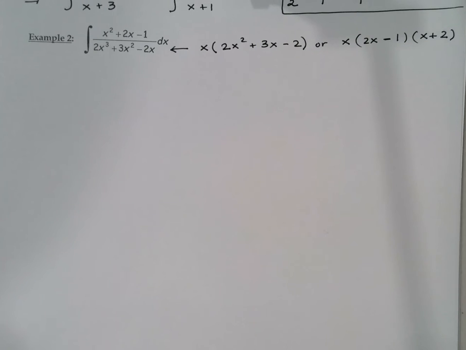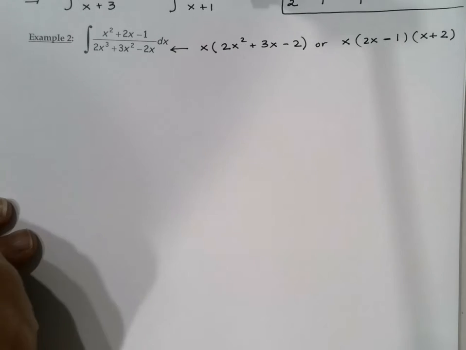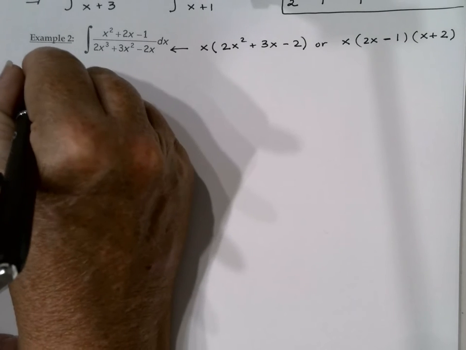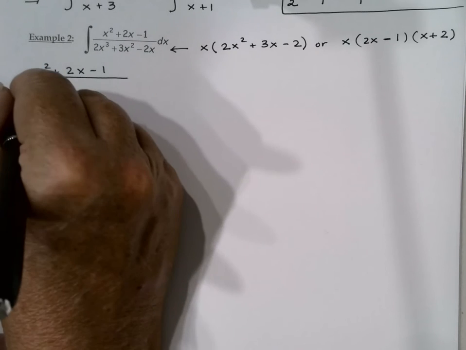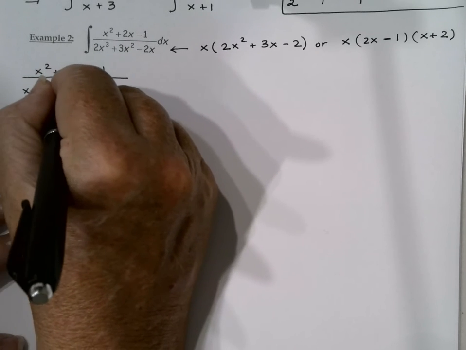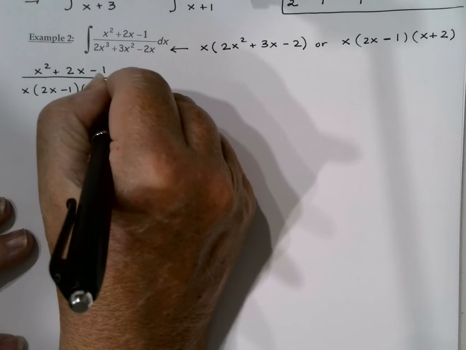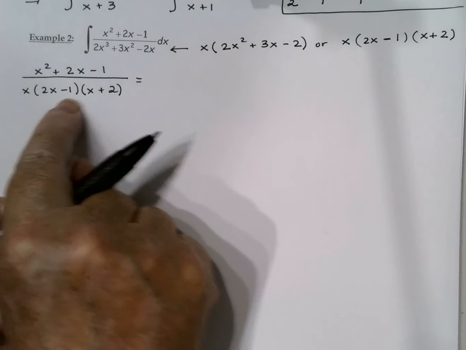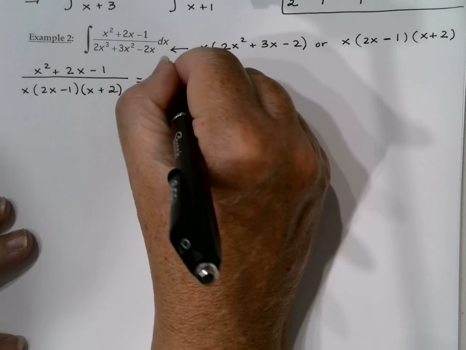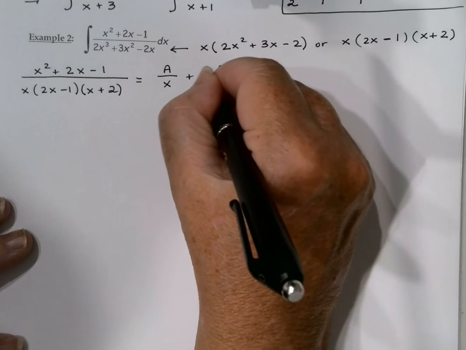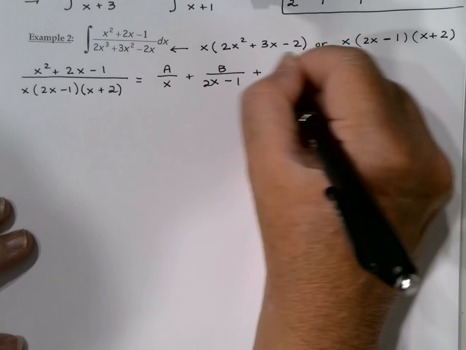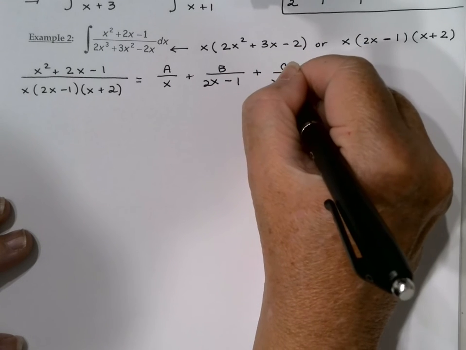Of course, you can go through the slightly longer method of the product and sum if you want to. I'm just trying to get us down to what we need here. All right, so if I want to rewrite this fraction using the idea of partial fractions, this time I'm going to have to use 3 fractions. Something like a over the first factor, which is just x, plus b over the 2x minus 1, plus c over the x plus 2.